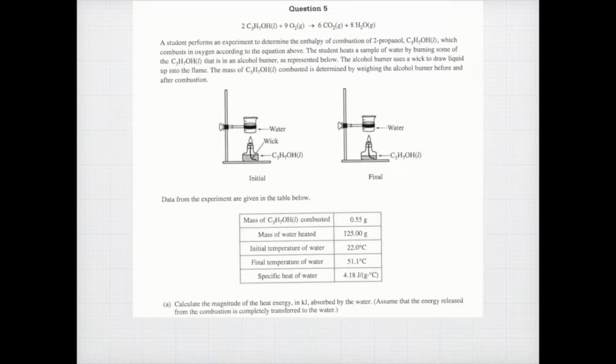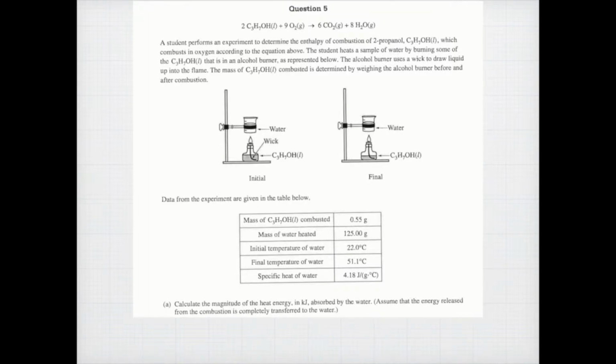All right, let's look at number 5. It says a student performs an experiment to determine the enthalpy of combustion of C3H7OH, which combusts in oxygen according to the equation above. The student heats a sample of water by burning some of the sample, as represented below. The alcohol burner uses a wick to draw liquid up into the flame. The mass that's combusted is determined by weighing the alcohol burner before and after combustion, which makes sense.